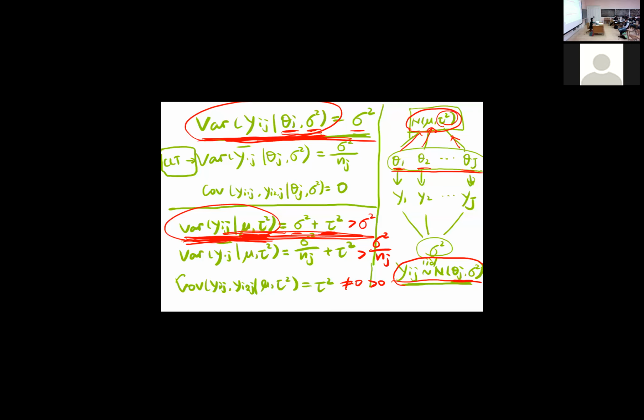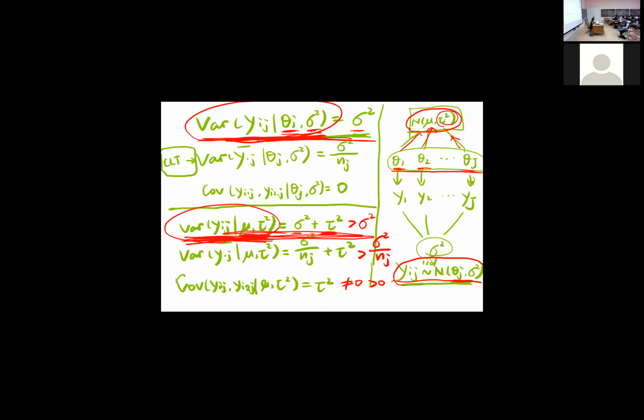Yes? One thing I don't quite understand is, I think you just answered this a little bit, but why do I condition on mu and tau squared? You need more information to actually draw a yij. Even if you draw a theta j from mu and tau squared, you still need sigma squared to actually draw a yij. So I don't understand how that is actually a meaningful method.